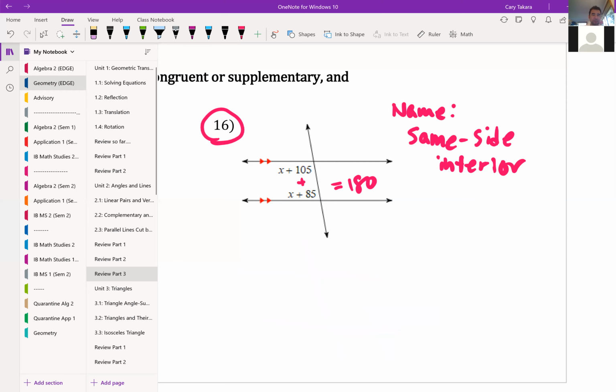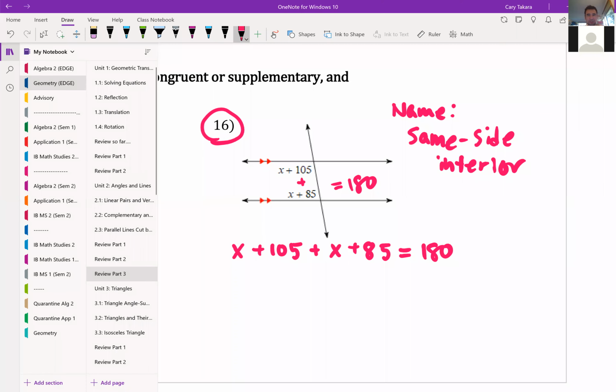Okay, so let's set it up. X plus 105 plus X plus 85. And that is going to be equal to 180. They are supplementary. Supplementary means two angles add up to 180. Okay. Now let's solve it.